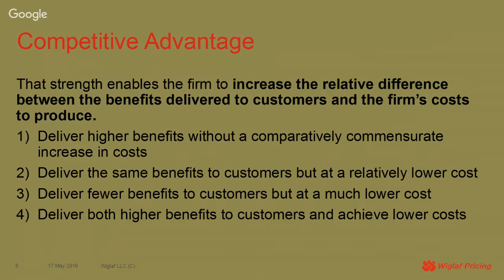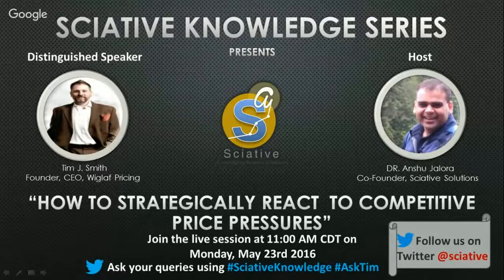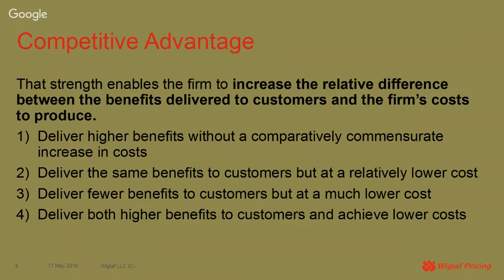Inimitable meaning a competitor can't copy it, and rare meaning they can't just go out there and buy it. If you have a competitive advantage, then you have the ability to increase the relative difference between the benefits you deliver to customers and the cost that you have to produce. This implies you can raise the benefits without raising your cost as much, you can lower the cost without lowering your benefits as much, or you can deliver fewer benefits but at a much, much lower cost. Or you deliver both higher benefits and you achieve lower costs.